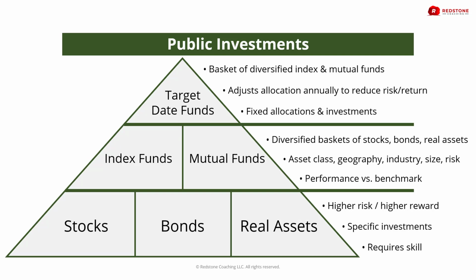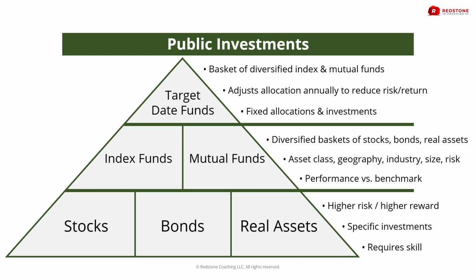So the top here is a target date fund. If the middle part of the triangle, index funds and mutual funds, is a basket of companies or a basket of bonds, a basket of real assets, a basket of individual investments, the top of the pyramid, the target date funds, is a basket of funds. So it's one big basket with a bunch of smaller baskets within it. A target date fund is a really big basket with index funds and mutual funds within that one basket. So it's a fund of funds. It's literally a big basket with many smaller baskets in it, a fund of funds.